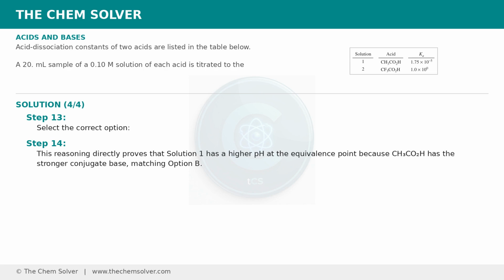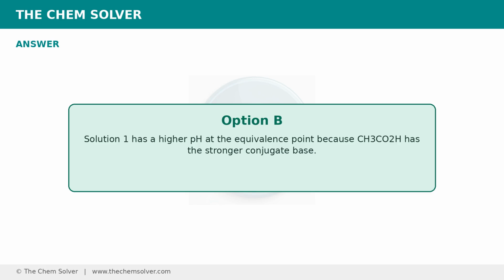Select the correct option. This reasoning directly proves that solution 1 has a higher pH at the equivalence point because CH3CO2H has the stronger conjugate base, matching option B. The correct answer is option B. Solution 1 has a higher pH at the equivalence point because CH3CO2H has the stronger conjugate base.